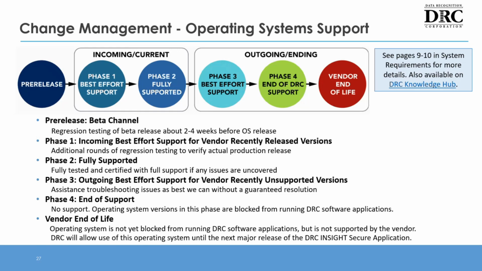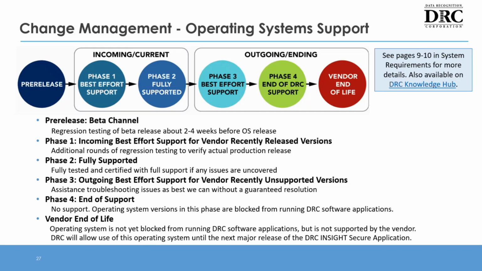Next, we have Phase 1, which is our best effort support for vendor recently released versions. Additional rounds of regression testing verify actual production releases, and we troubleshoot any issues to resolution. Phase 2 is fully supported. Operating systems are tested and certified with full support if any issues are uncovered.